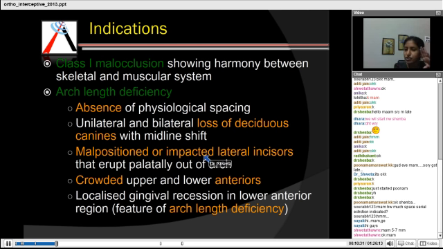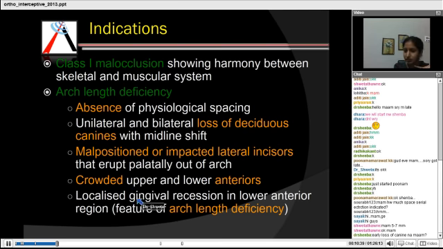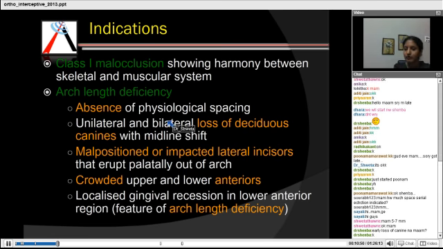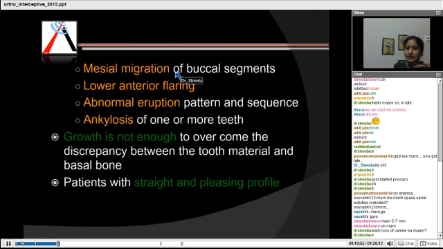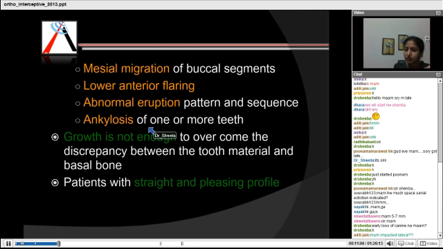Okay. Malpositioned or impacted lateral incisors that erupt palatally. Crowded upper and lower anteriors. Localized gingival recession. Yes, early loss of deciduous canine, either unilateral or bilateral. Okay. Mesial migration of buccal segments, lower anterior flaring, abnormal eruption pattern and sequence, ankylosis of one or more teeth.